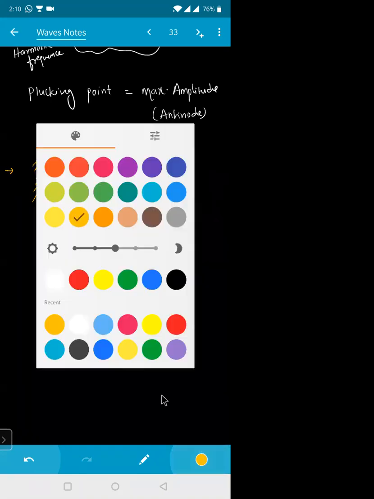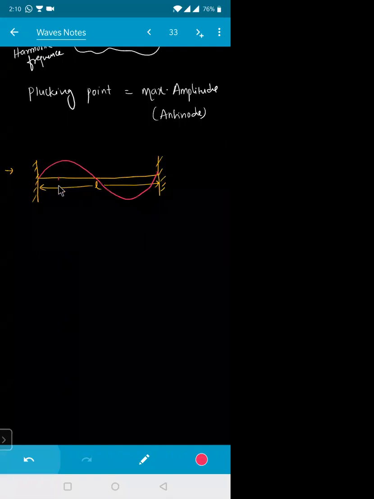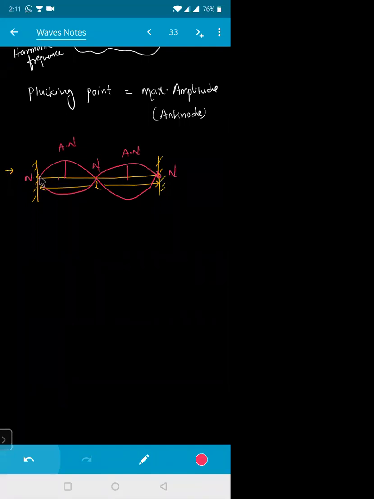Now I'm plucking it in such a way that we'll be getting two loops. That means I'm plucking here. So the point of plucking will give me an antinode. So this will be forming like this. Here there is an antinode. Here there is an antinode. Here there is a node. There is a node, and there is a node.